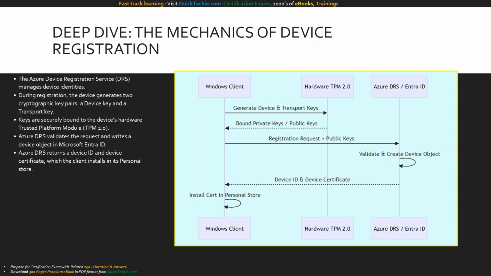This sequence diagram maps the exact cryptographic handshake. The Windows client asks the hardware TPM 2.0 to generate the keys. The TPM securely binds the private keys and returns the public keys to the client. The client packages these public keys into a registration request to Azure DRS. Azure DRS executes its validation, creates the device object in the directory, and issues the official device ID and certificate back to the client. The client securely installs the certificate, finalizing the trust relationship.